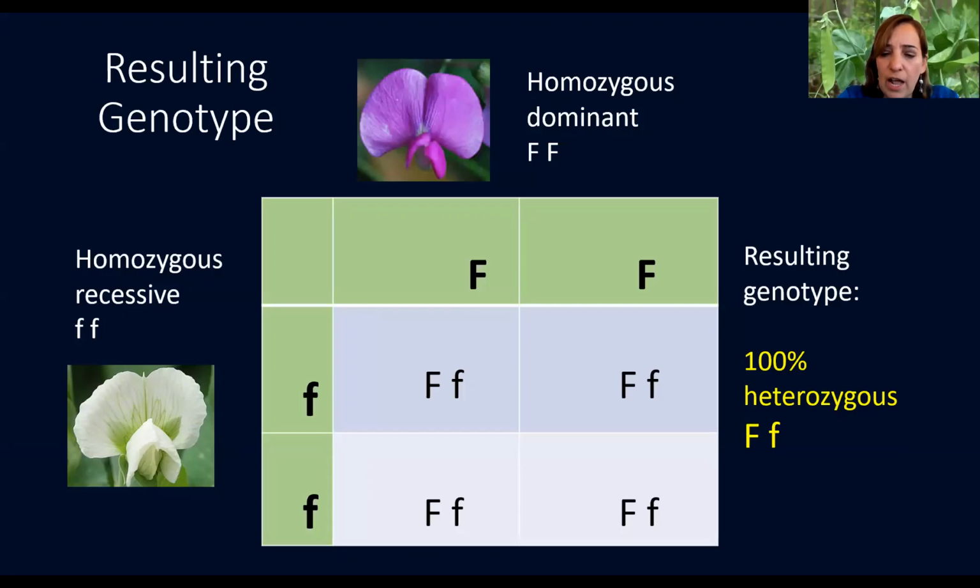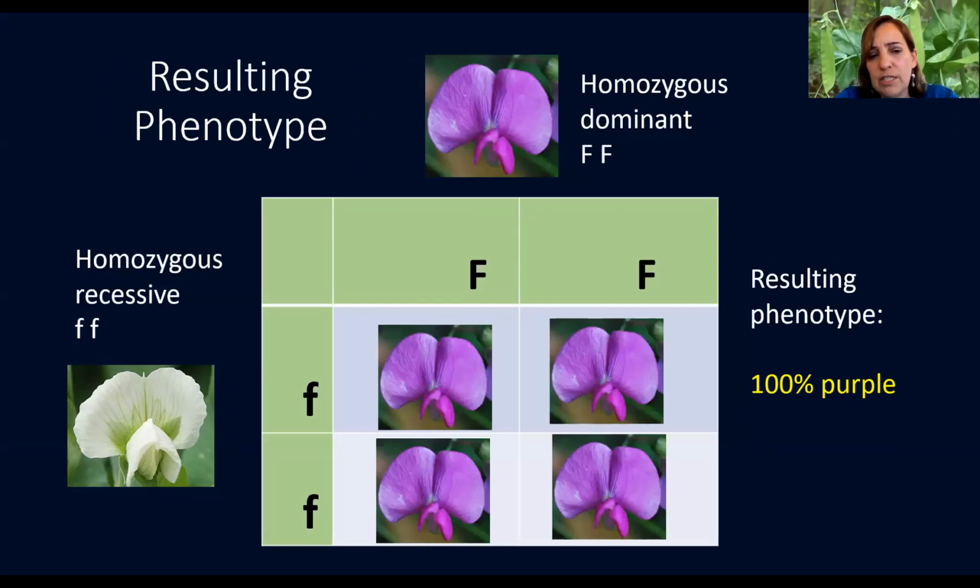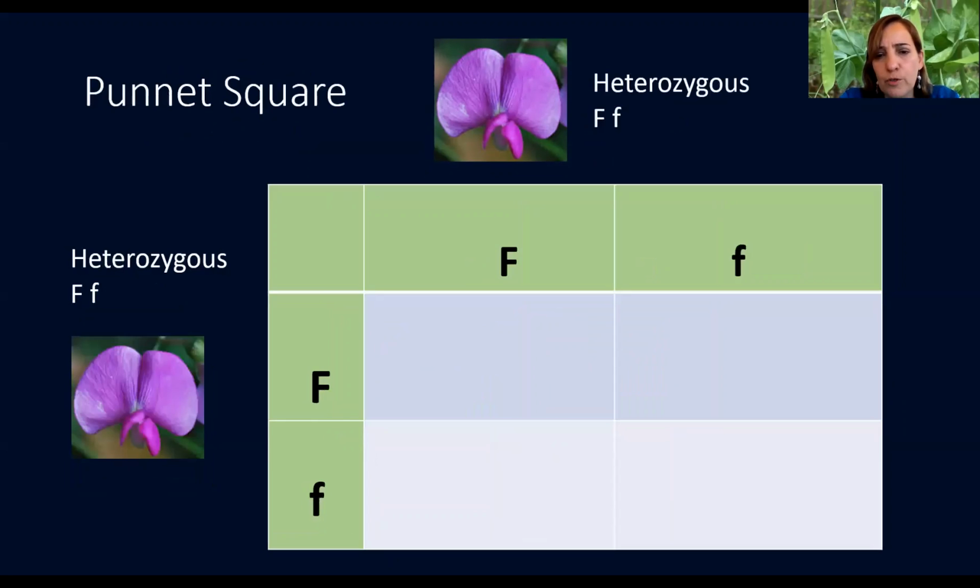If we want to calculate the resulting probabilities for the phenotype, then we will see that all the flowers in the first generation will be purple. That's 100% probable, purple. Okay, this is a Punnett square. We can make another experiment with different options.